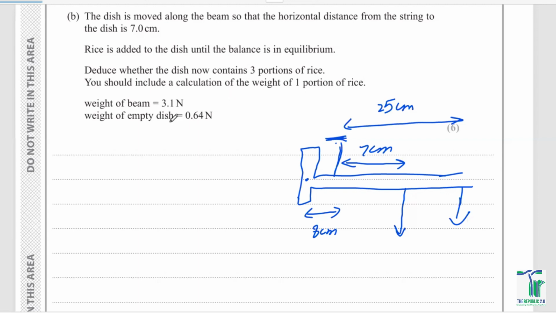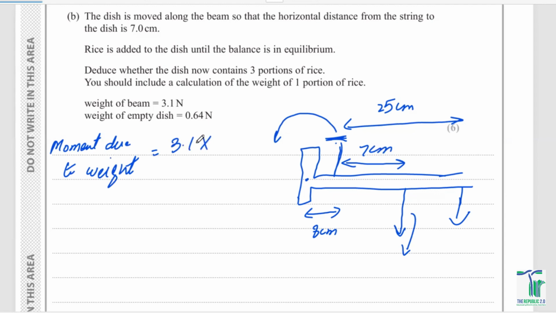Since this moment must be acting like this, and this must be acting like this, you need to calculate the clockwise moment and the anti-clockwise moment. First of all, I'm just going to calculate the moment due to weight of beam. The moment due to the weight of the beam has to be the weight of the beam times the moment arm, and that has to be 0.08, right? So the moment due to this weight comes out to be 0.248 Newton meters. That is how you can easily calculate this moment.